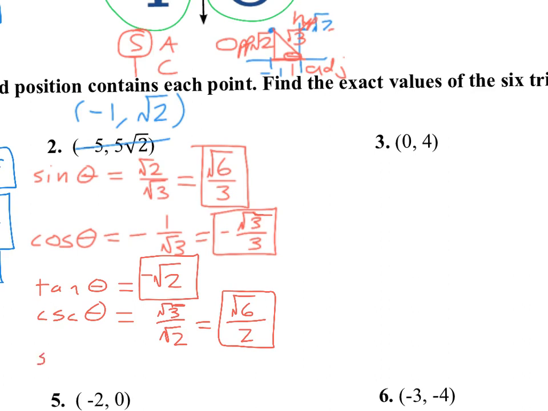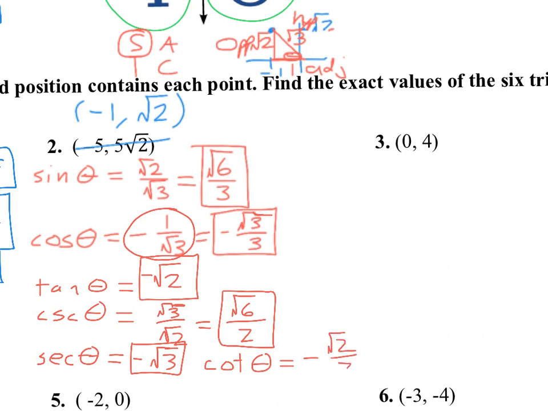Reciprocal of cosine is secant. Cosine was negative, so secant has to be negative. And if I just flip this one instead, we get negative root 3. Alright, cotangent of theta. The reciprocal of root 2 is root 2 over 2. Also, you could think about this as adjacent over opposite. So adjacent is 1 over root 2, and then rationalize that. Root 2 over 2.